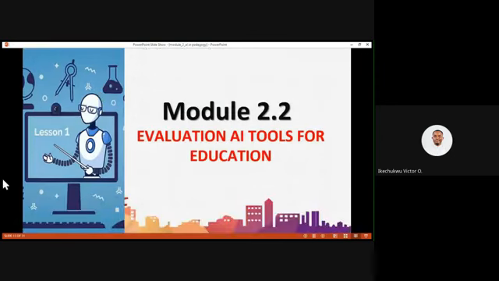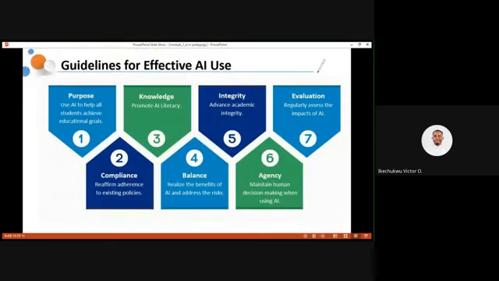Now let's look at evaluation of AI tools for education. That's module 2.2. What are the guidelines for effective AI use? What do we follow as a guideline for effective AI use? The first thing is to understand the purpose of that AI tool. Why are you using it? What function do you require of it? Are you using it for what it is meant to be used for?